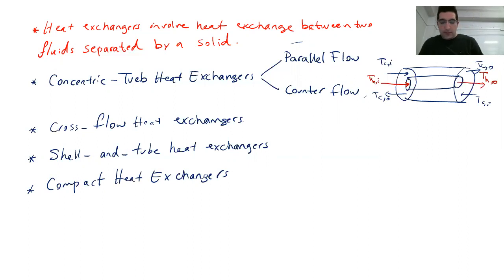Widely used to achieve large heat transfer rate per unit volume for both fluids and gases, especially if both fluids are gases, their large surface area per unit volume is a unique configuration of these types. So in this session, we're going to mostly focus on concentric tube heat exchangers, so both parallel flow and counter flow.